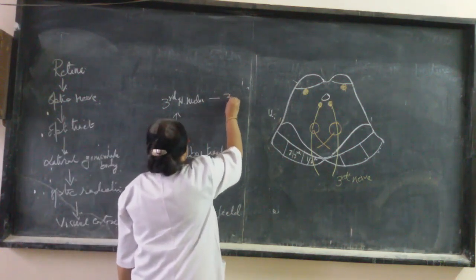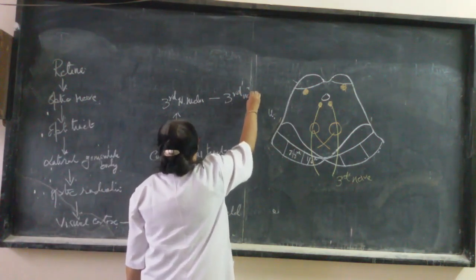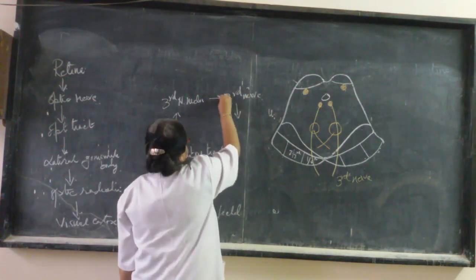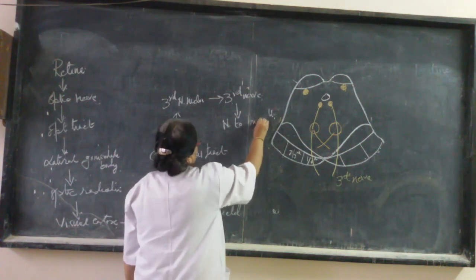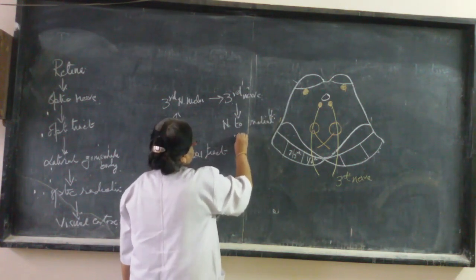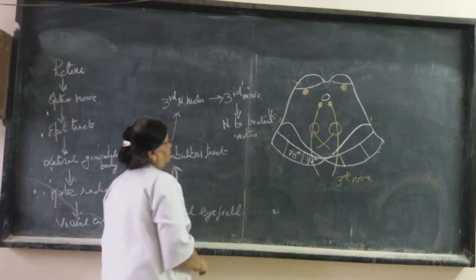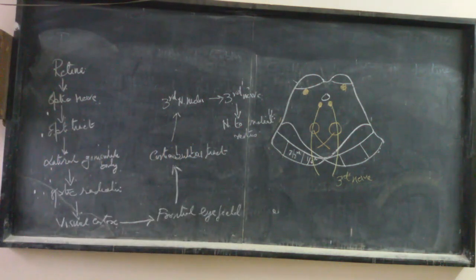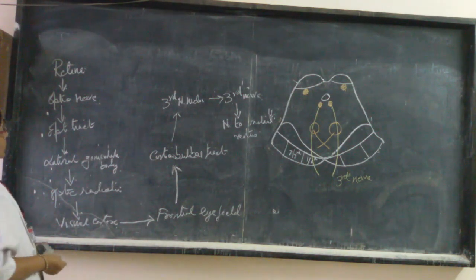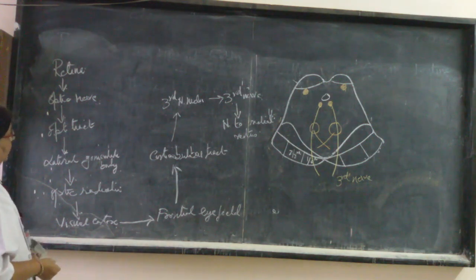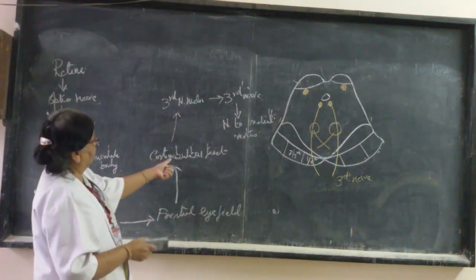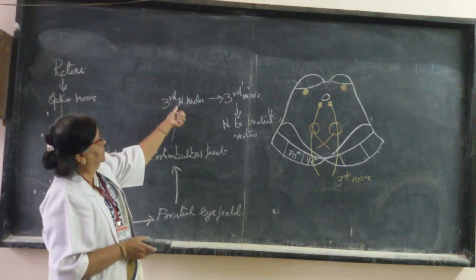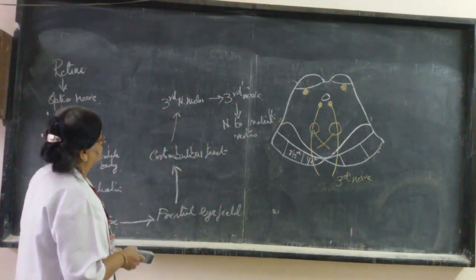Then the nerve to medial rectus muscle of the eyeball. In this way, there will be contraction of the medial rectus muscle and medial deviation of the eyeball. The fibers from the corticobulbar tract, as it goes to the third nerve nucleus, go to the Edinger-Westphal nucleus.